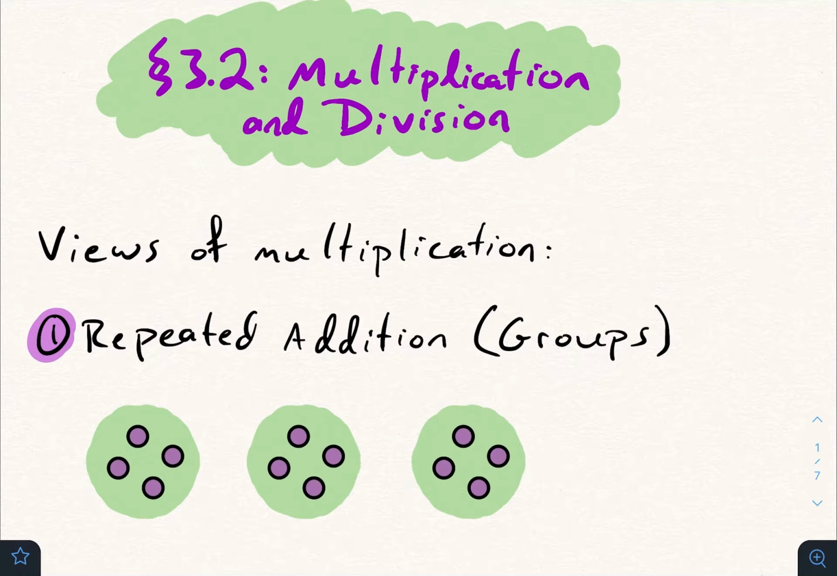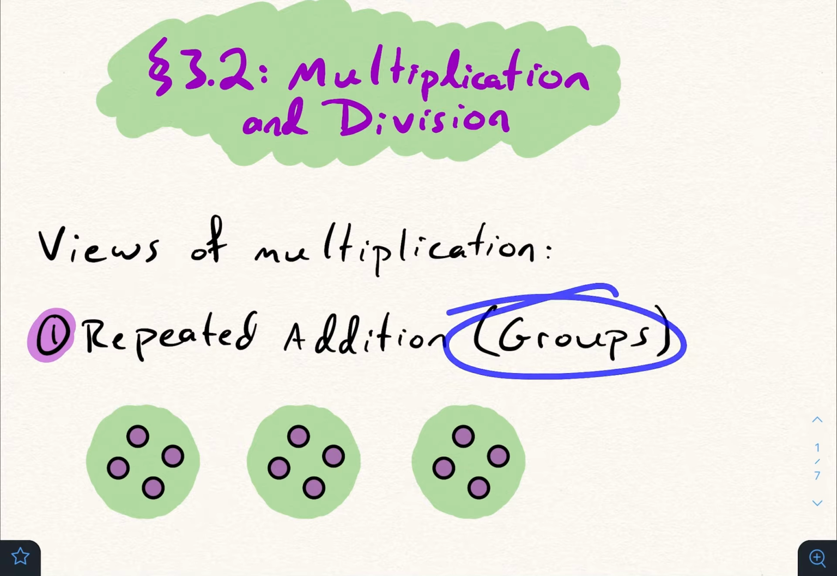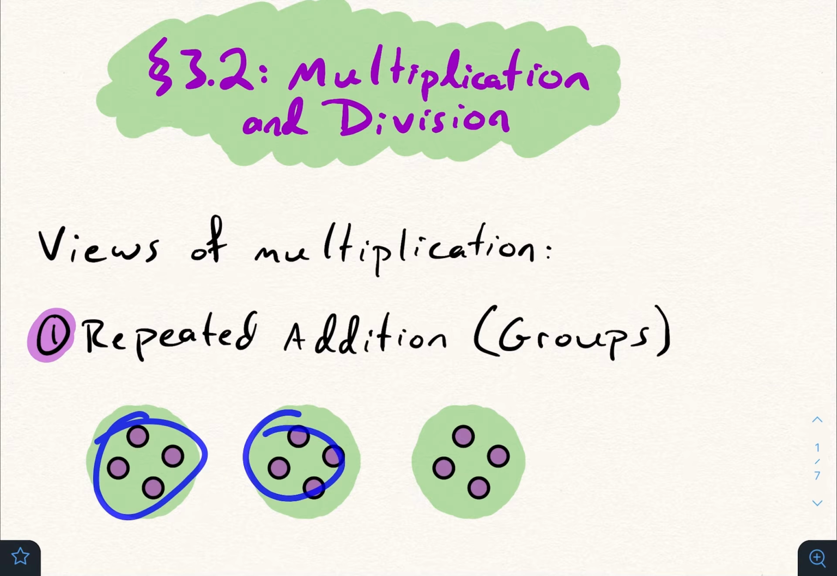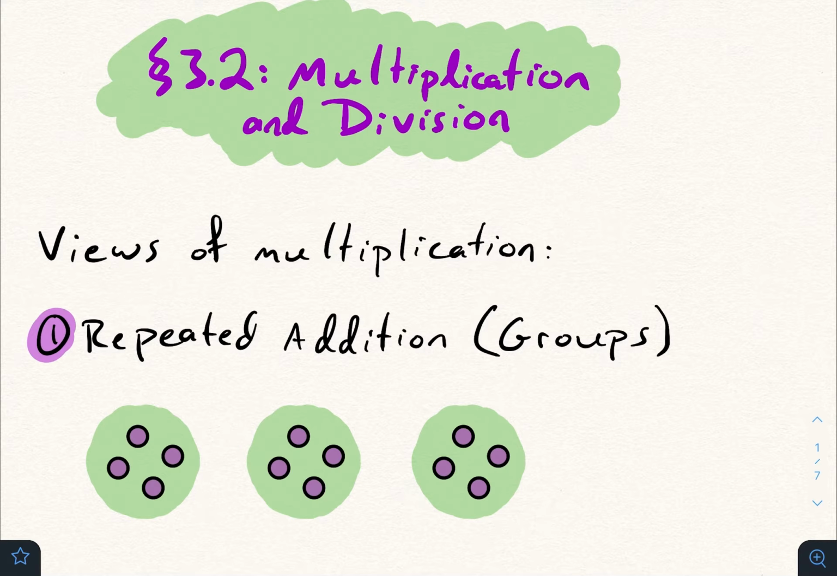There are a few different views of multiplication that I want to talk about. The first one being repeated addition or groups. So I like to think of multiplication typically as groups of some size. Here I have a bunch of purple dots, and we've highlighted them to show that they can be viewed as three groups of 4 dots. So this represents the multiplication problem 3 times 4.